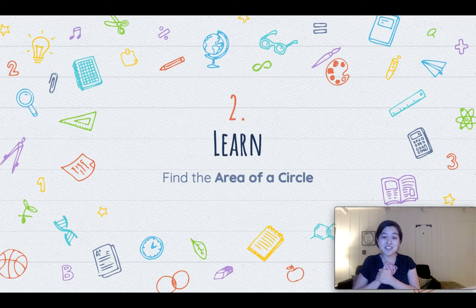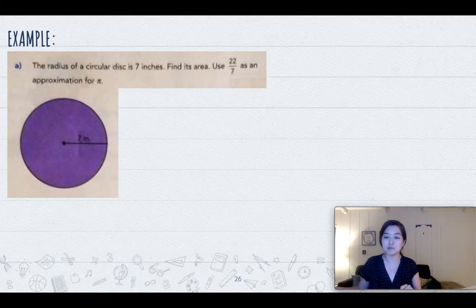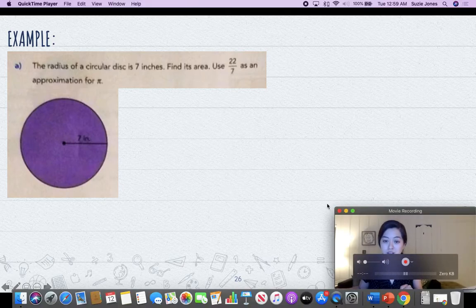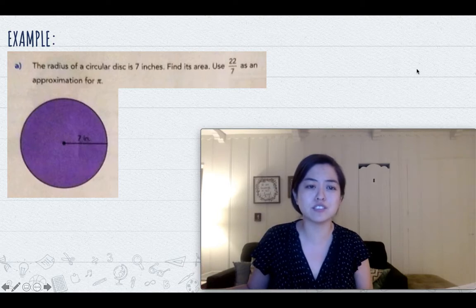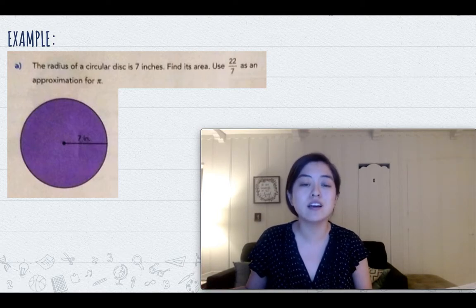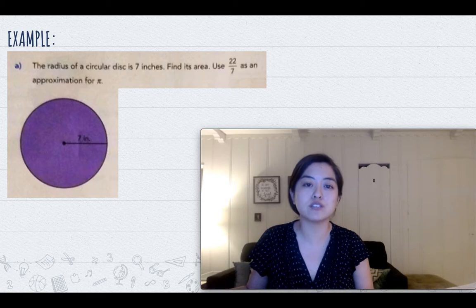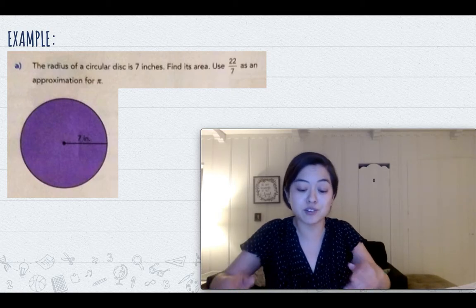Yeah. All right, so now that we know that the area of a circle is pi r squared, let's do some examples. Let's look at this example. The radius of a circular disc is 7 inches. Find its area. Use 22/7 as an approximation for pi.